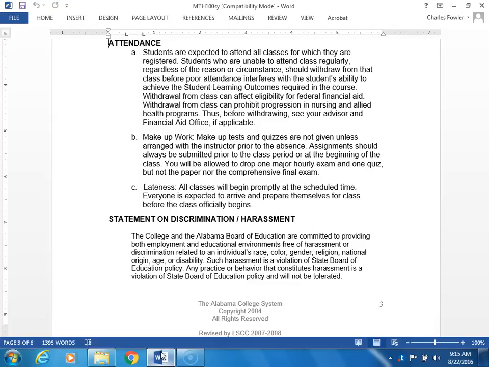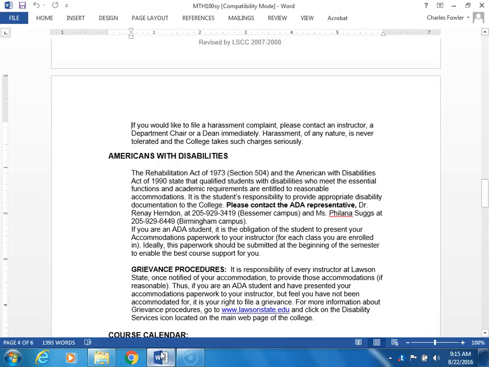How are we doing? Well, it's time. I think probably you've seen this discrimination and harassment, haven't you, on other syllabi? We don't tolerate it. We don't condone it. If it happens, please let us know. If I see it, we're going to nip it in the bud, okay? So anything you see like that.